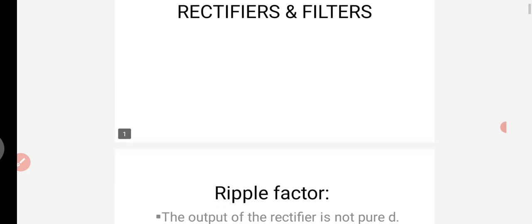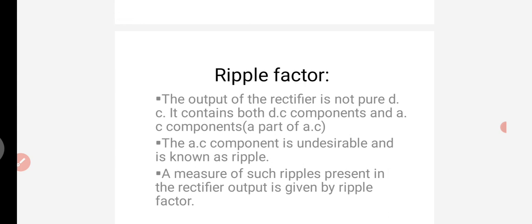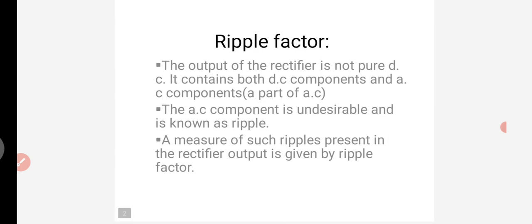So now we are going to discuss some of the definitions related to rectifiers. The first one is ripple factor. The output of the rectifier is not pure DC. It contains both a DC component and an AC component, that is a part of the AC signal. The AC component is undesirable and is known as ripple. A measure of such ripple present in the rectifier output is given by the ripple factor.